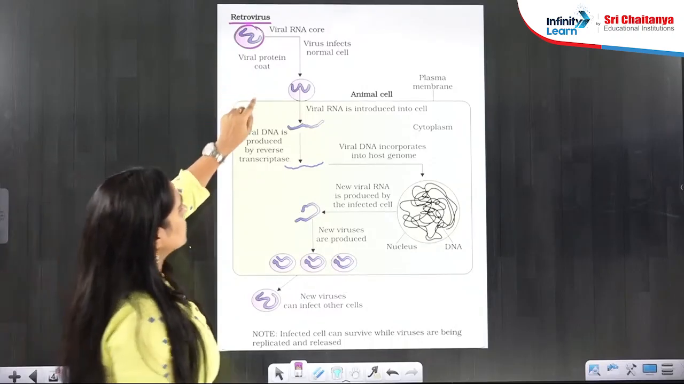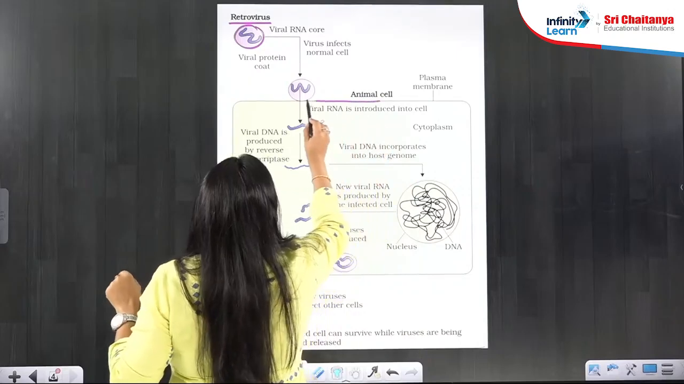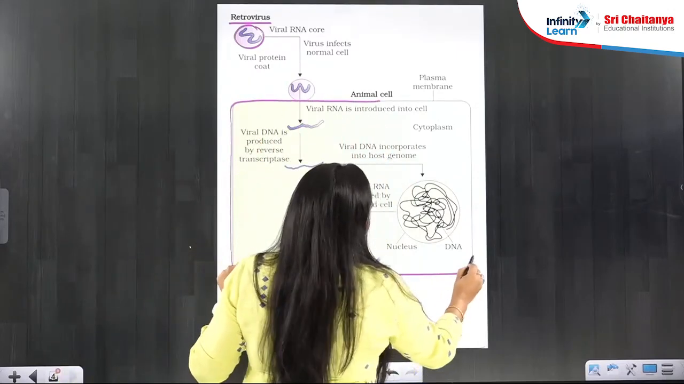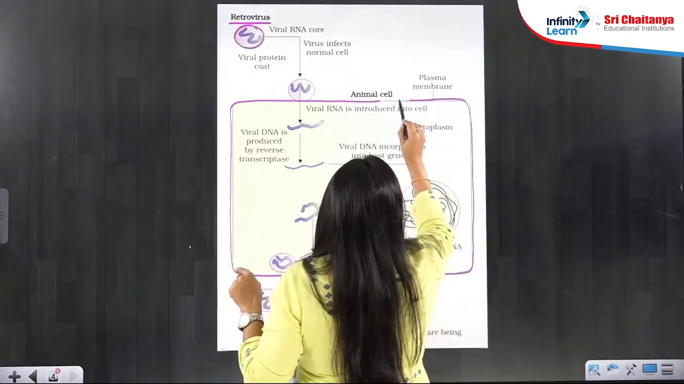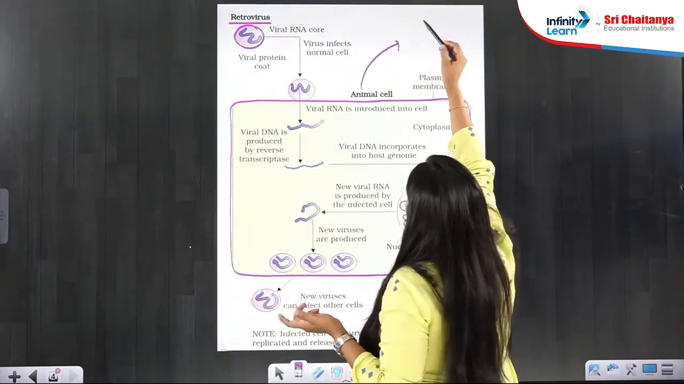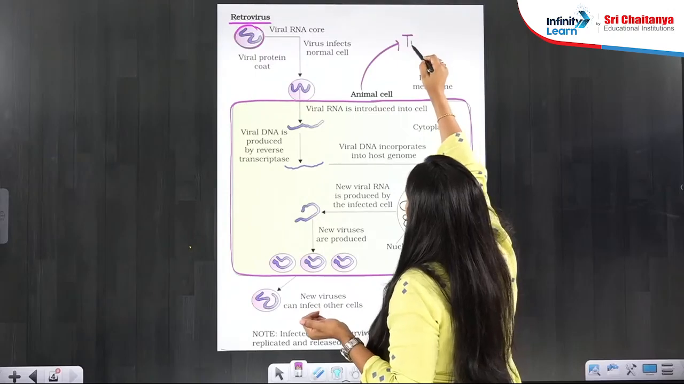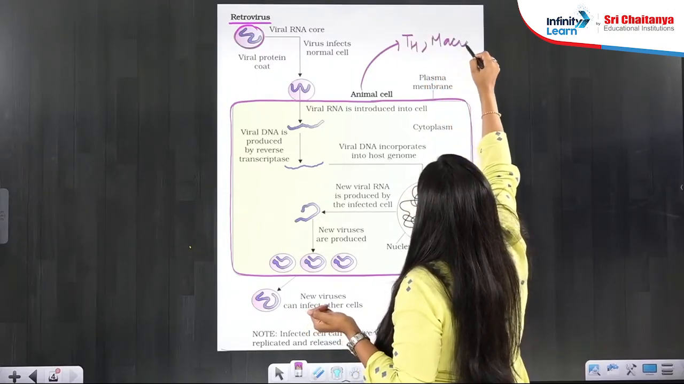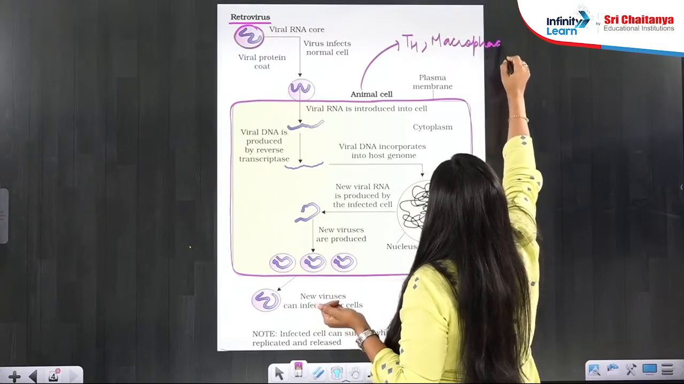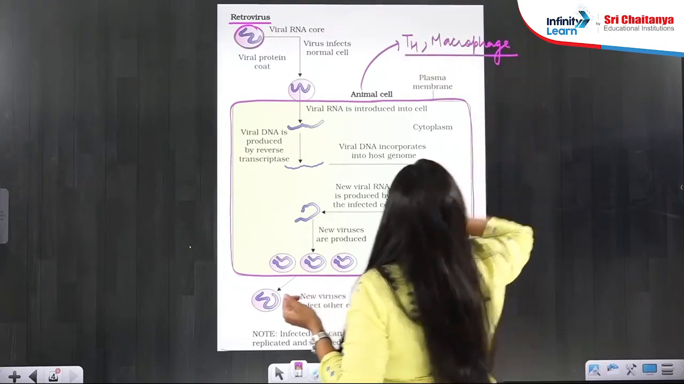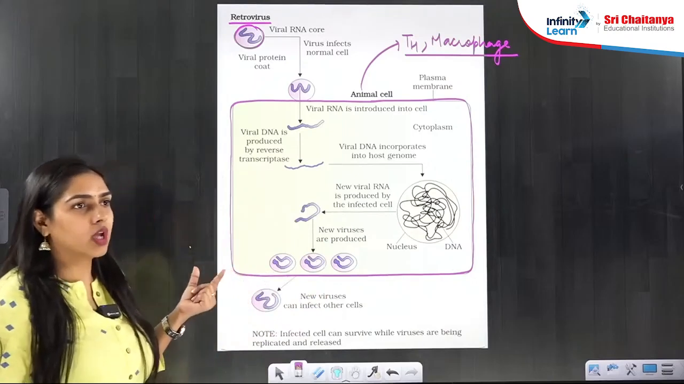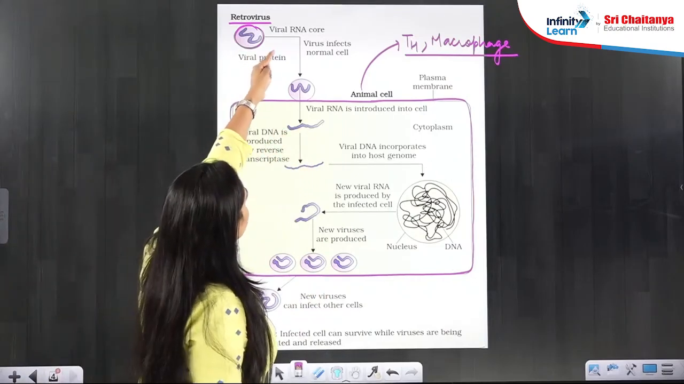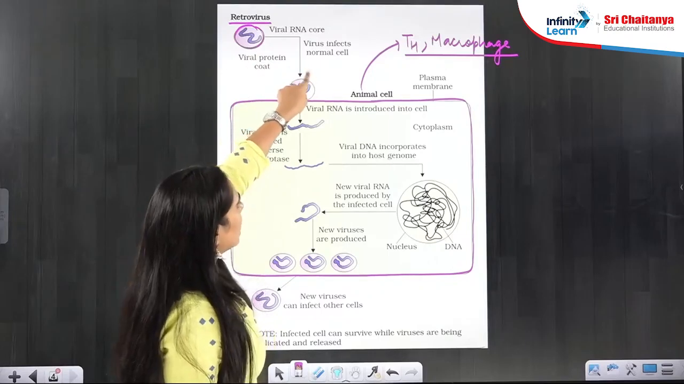Now this is the animal cell. I have told you that this animal cell will be either the T helper cell or it can be a macrophage. Yes or no, everyone? Now see, this retrovirus is coming and fusing with the animal cell.